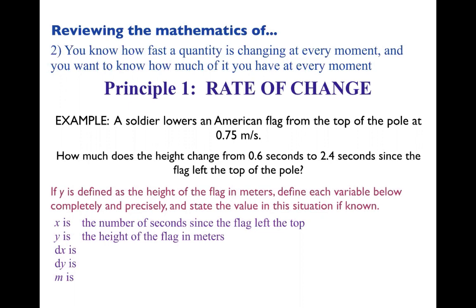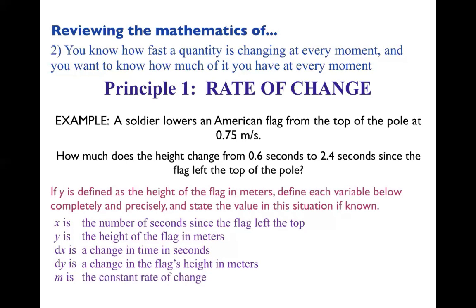Okay, so then what would dx be? dx would be some variation in the number of seconds, or a change in the time in seconds. And likewise, dy would be the corresponding change in the flag's height. Okay, m is our rate of change. And so what is the value of the rate of change in this scenario?